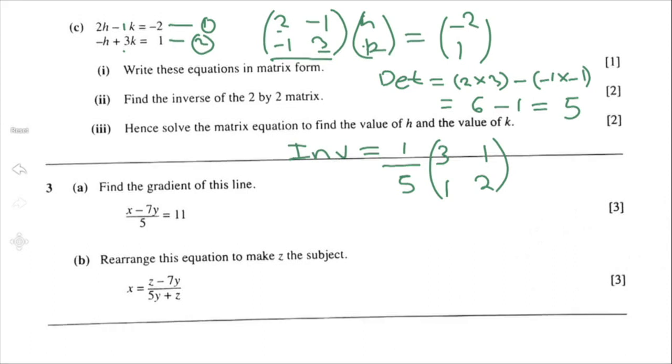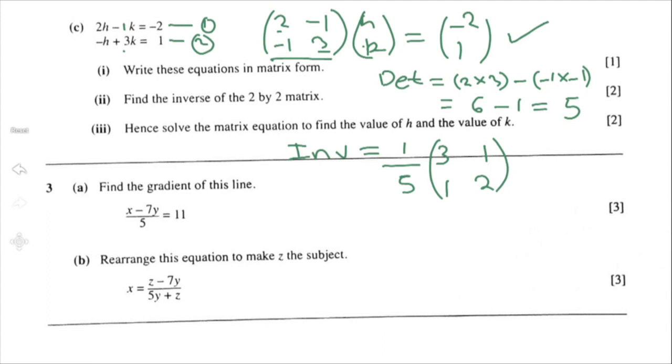Then the third part of the question is: hence solve the matrix equation to find the value of h and k. Here we have to use the matrix method for solving simultaneous equations. Already we have written our matrix equation here. But then how do we proceed to find the values of h and k?